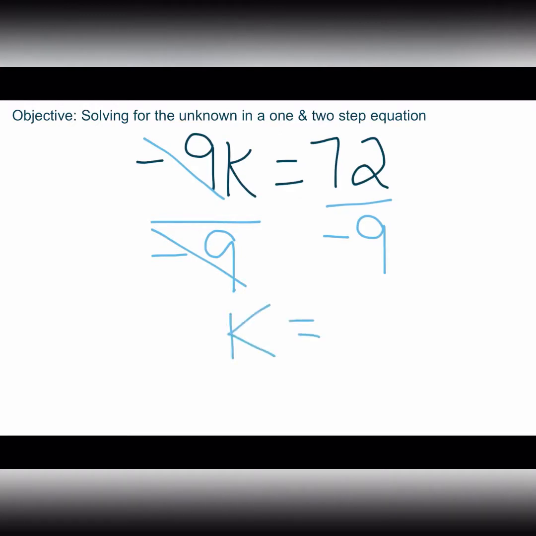And now we have a positive divided by a negative. So a positive divided by a negative is a negative, and 72 divided by 9 is 8. So that is our final answer.